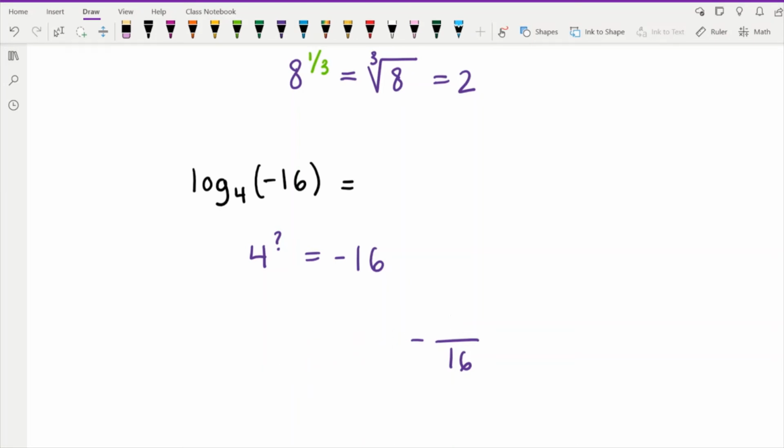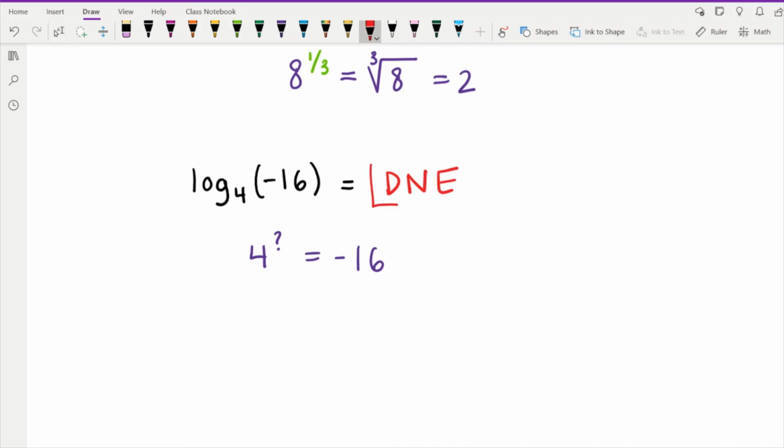So what number could we possibly take 4 and raise it to and get -16? Well, there is no number, right? Think about what it means to raise 4 to a power. There's no way that you're ever going to get a negative answer by multiplying 4 with itself or by doing 1 over 4 to a power. You're never going to get a negative answer. And so this one would be DNE, or you could say no solution, undefined.